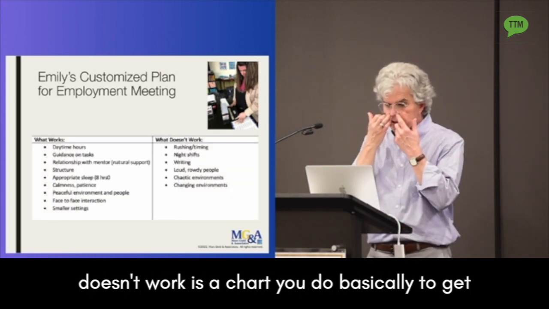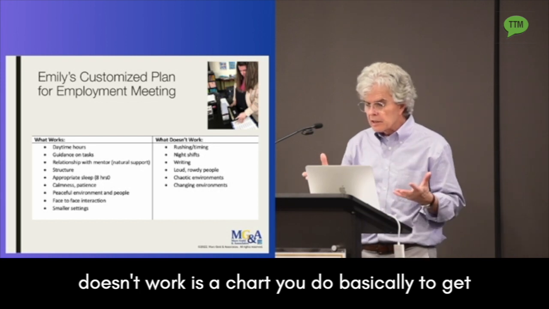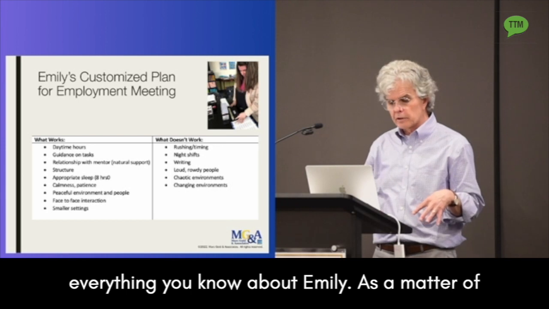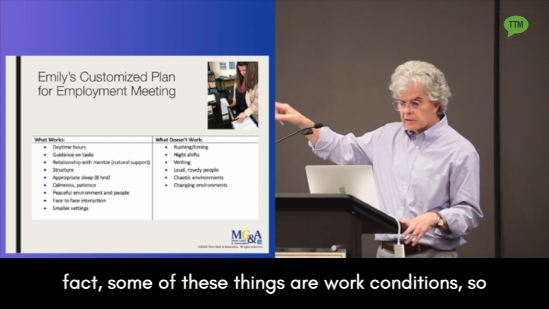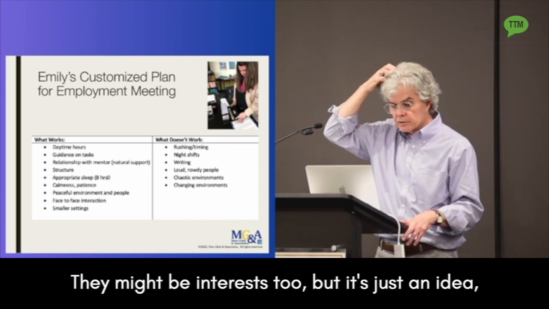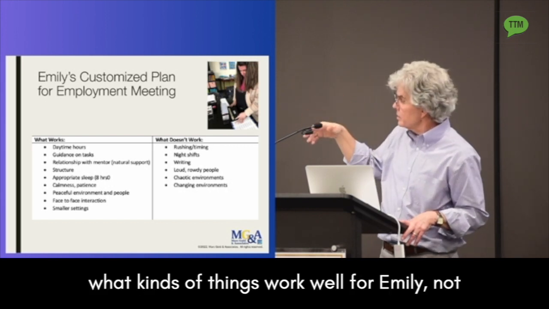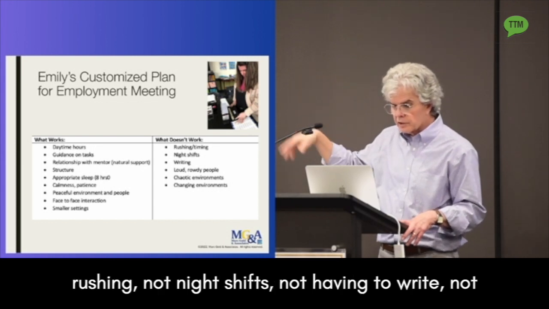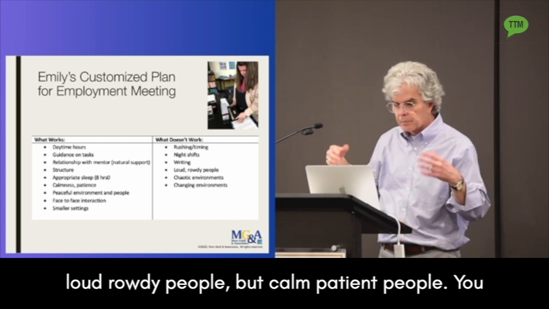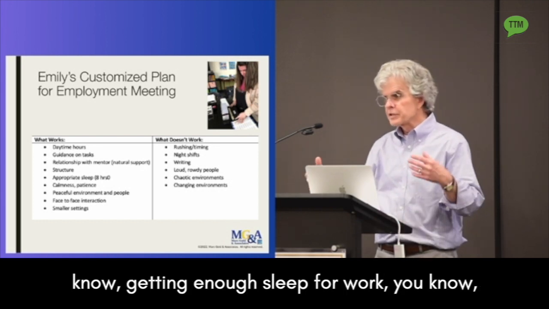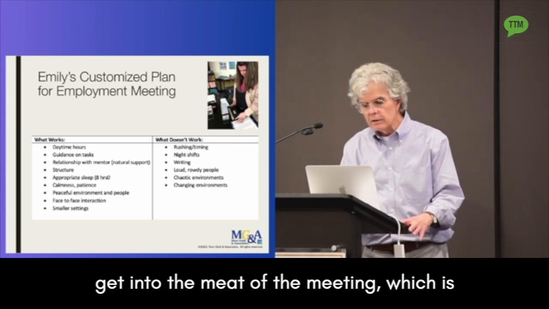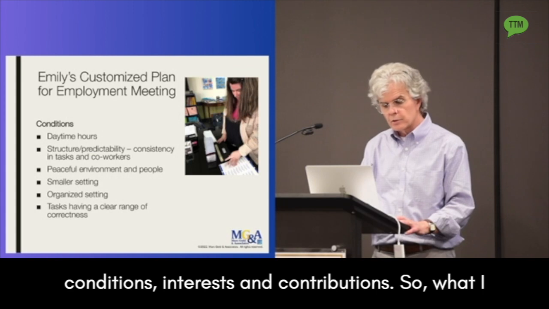What works, what doesn't work is a chart you do basically to get people comfortable talking. It's not to flesh out everything you know about Emily. As a matter of fact, some of these things are work conditions, so they can be moved over to that chart later on. They might be interests too, but it's just an idea what kinds of things work well for Emily. Not rushing, not night shifts, not having to write, not loud, rowdy people, but calm, patient people. Getting enough sleep for work, that kind of stuff. Gets people talking. Then you get into the meat of the meeting, which is conditions, interest, and contributions.